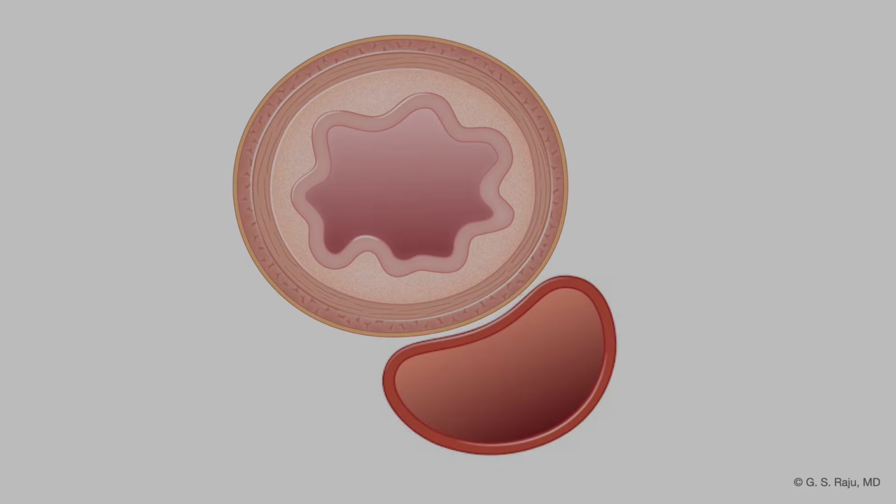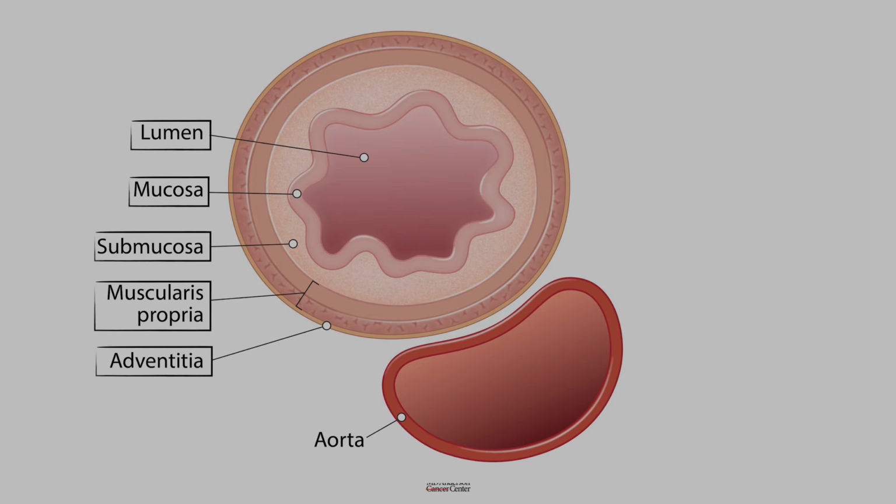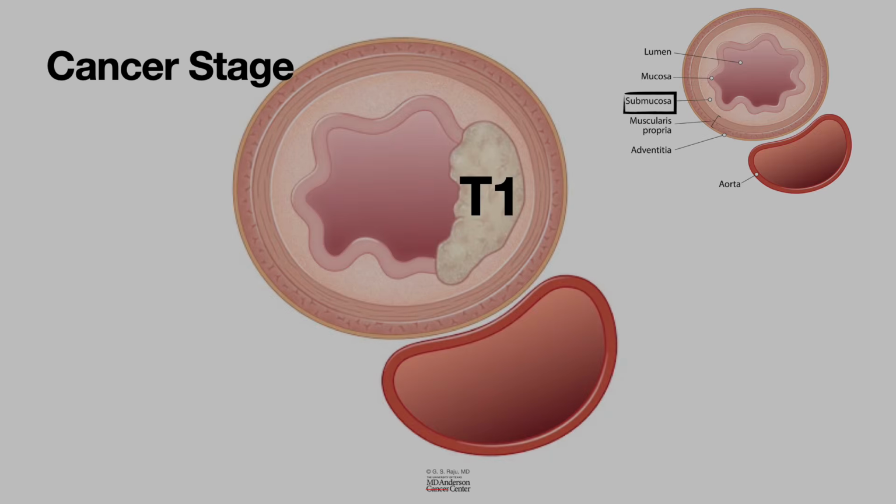So to understand better, let's talk about the normal anatomy of the esophagus on cross section. So lumen, mucosal lining, submucosa, where you have blood vessels and nerves, muscularis propria, that's the one that allows you to have contractions or peristalsis, adventitia. You know, the esophagus lies close to the aorta. So keep this diagram in mind, and then we will look at staging of cancer.